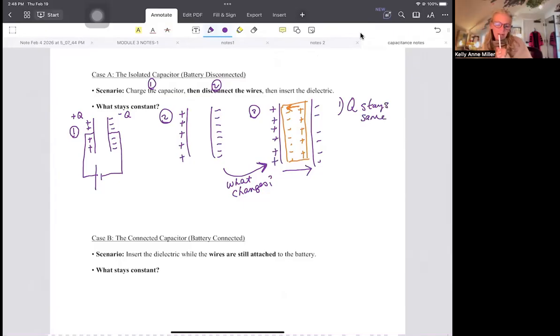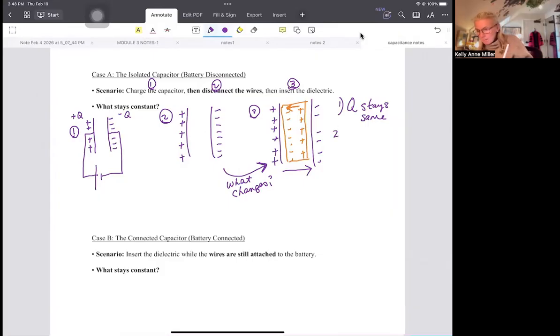Okay, why is that? It's because if it's no longer connected to a battery, there's nowhere for the Q to go. So the Q is on the plates. Eventually it will leak off over time, but we can ignore that. There's no conduit, no wire for the charge to go through. So between step 2 and step 3, where we insert the dielectric, the Q stays the same.